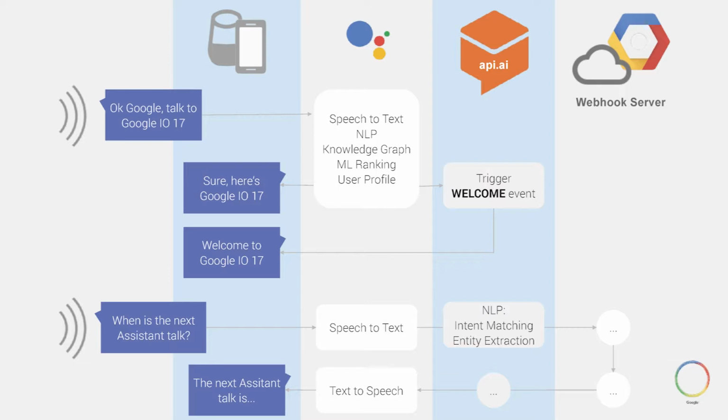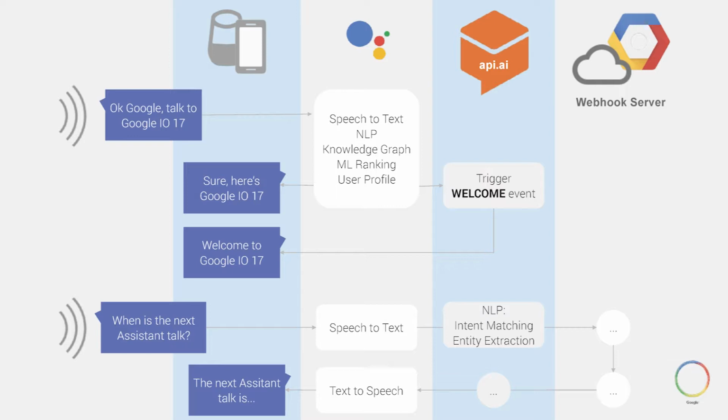Then from there, because this developer, which was us in this case, is using API.ai, that triggers the API.ai welcome event, which is basically the default entry point into this assistant app. From there, API.ai sends back the message to the Google Assistant, and that goes back to the user through their device, saying, welcome to Google I/O. Then the user asks a follow-up question like, when is the next assistant talk?